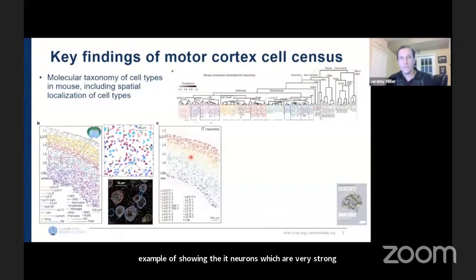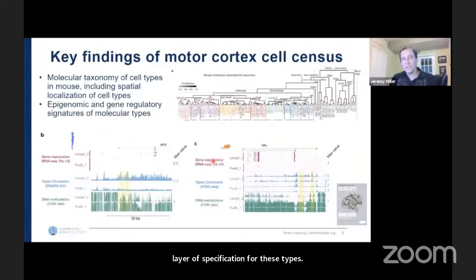In addition, the epigenetic and gene regulatory signatures of these molecular types were characterized. Below is showing an example for the NFIX gene with two different GABAergic types for gene expression, open chromatin, and DNA methylation. In yellow are showing two example enhancers, which were both identified in human, and only one of them seems to be conserved in mouse.